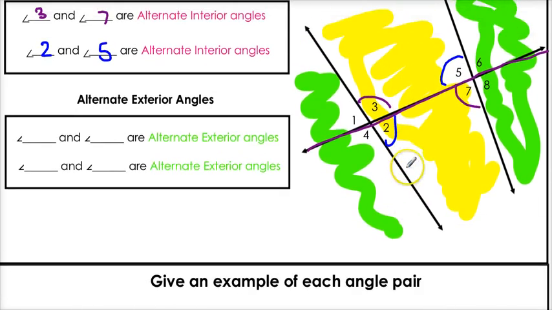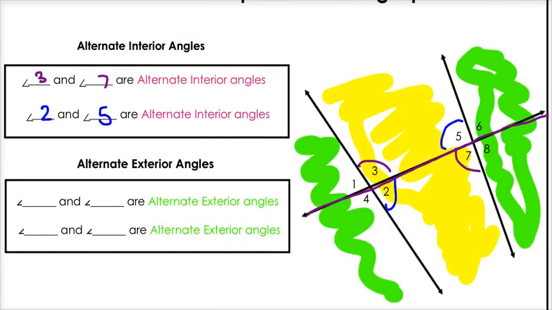Let's try alternate exterior angles. Let's use some red for this. So they have to be on the exterior, right? Oh, sorry. Let's use green. They have to be on the exterior and on alternate sides. The name tells us everything. So the exterior, alternate sides.